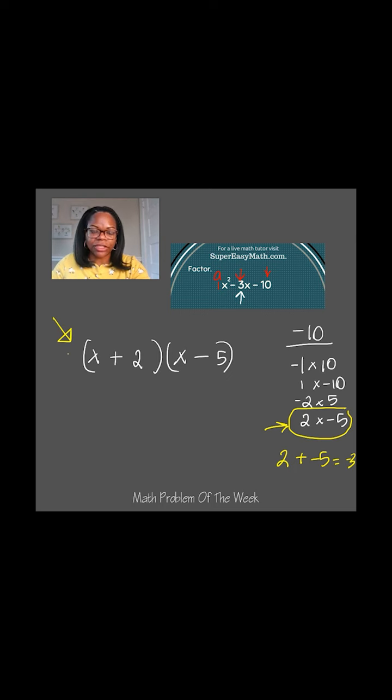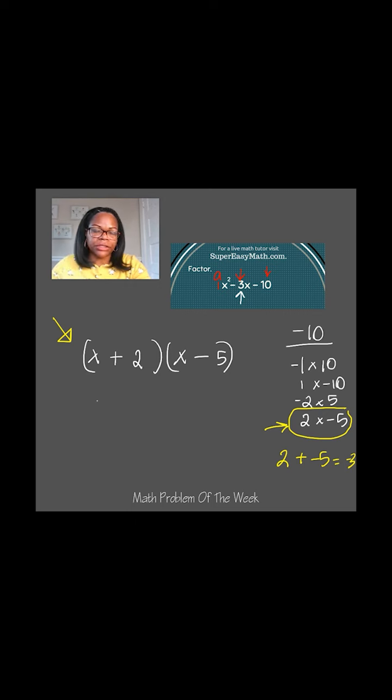So to answer the question, we already have our answer here, which is the binomials x plus 2 and x minus 5. That's the factored form of this trinomial. However, a lot of times I like to multiply it out just to check my answer to make sure that what I got is correct.